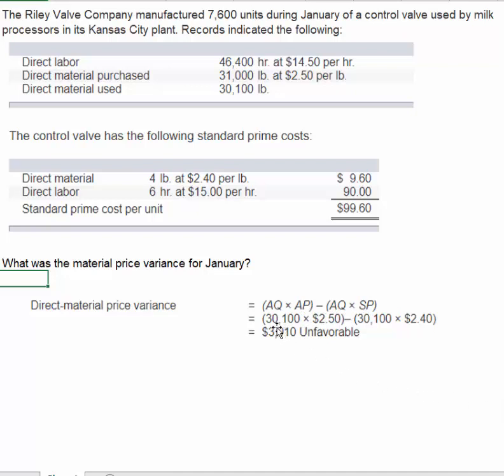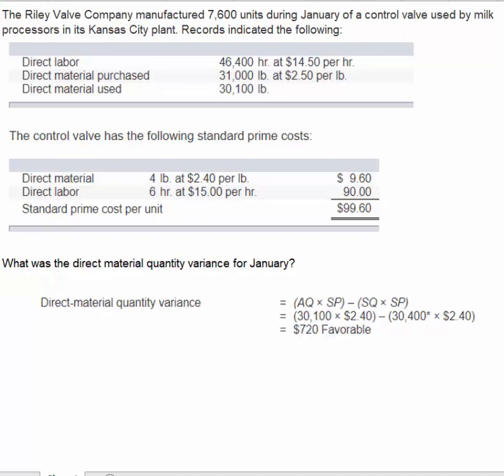We used 30,100 of the actual quantity, and then the difference between $2.50 and $2.40 is 10 cents. So 30,100 times 10 cents, or you could do this long calculation, comes up with 3,010. Now, since the standard called for $2.40 and it was actually $2.50, right? You can see the numbers here. We know it's unfavorable because we spent more per pound than what the standard called for.